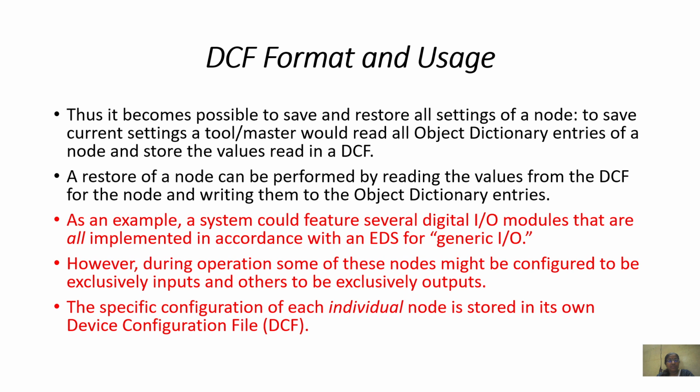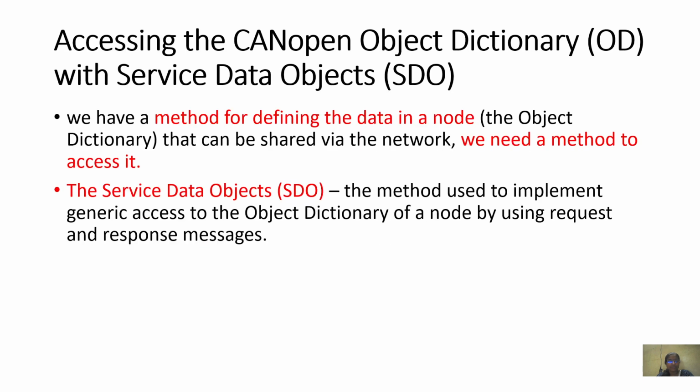With the DCF format, it is possible to save and restore all the settings of a node. To save current settings, the master would read all the object dictionary entries of a node. As an example, a system could feature several digital IO modules that are all implemented in accordance with an EDS. However, during operation, some of these nodes might be configured to be exclusively inputs and others to be exclusively outputs. That device configuration data will be stored in the device configuration file.